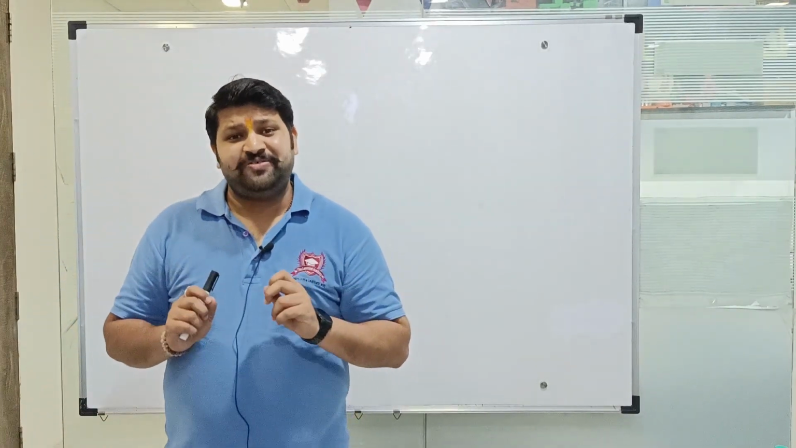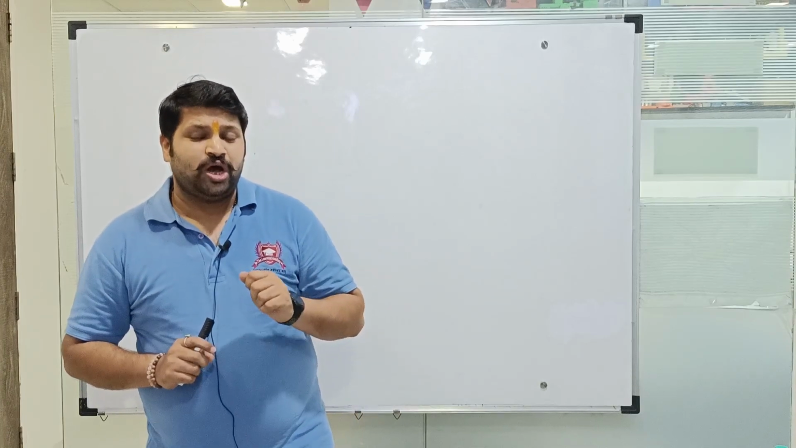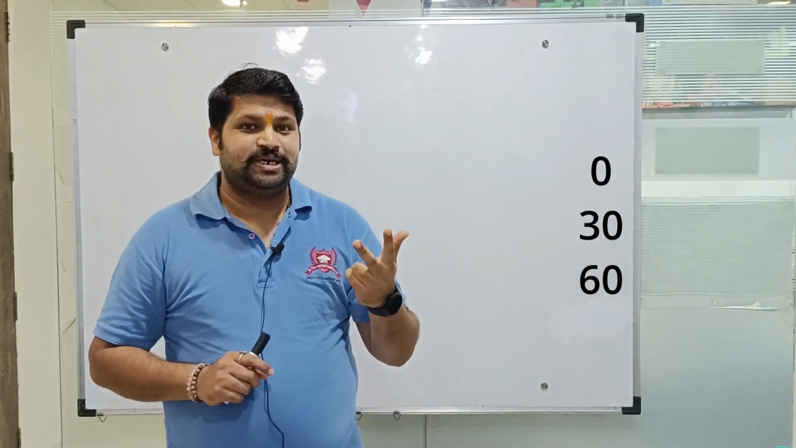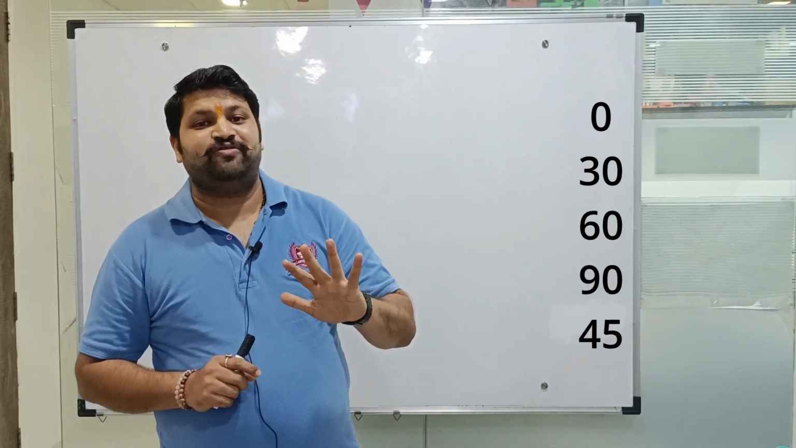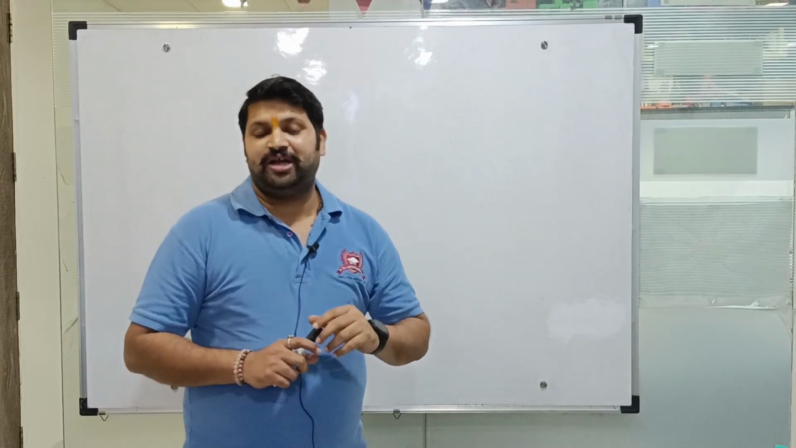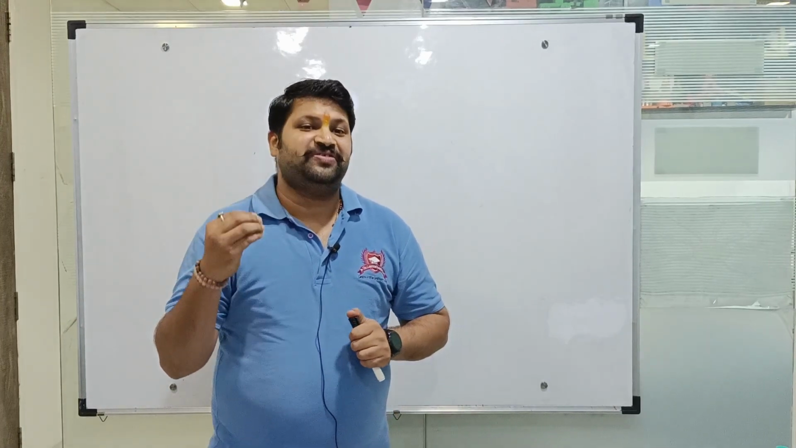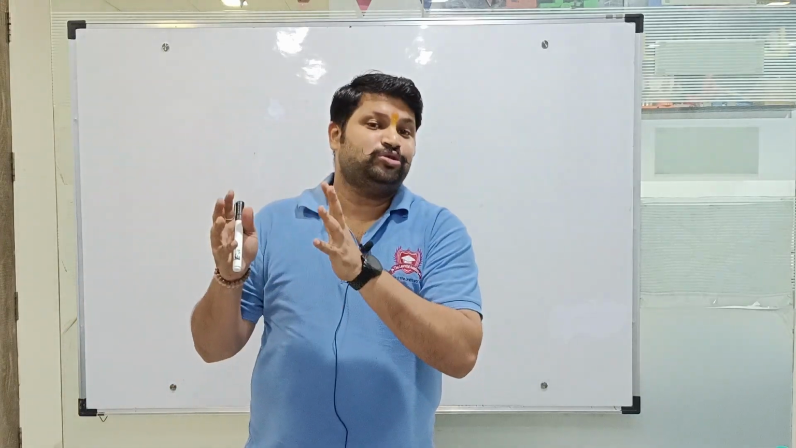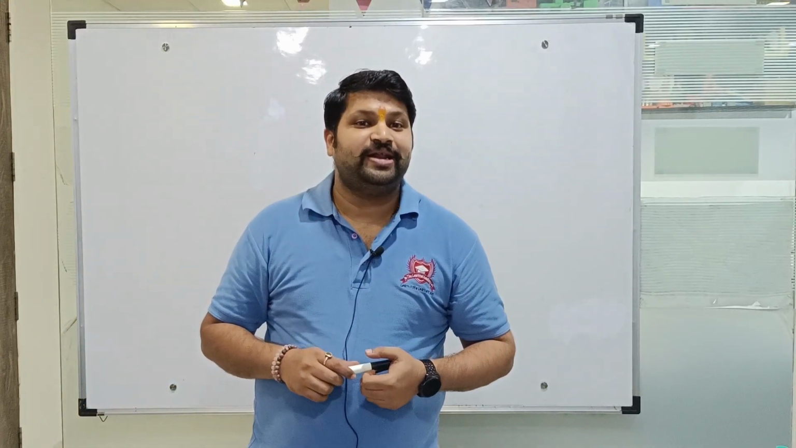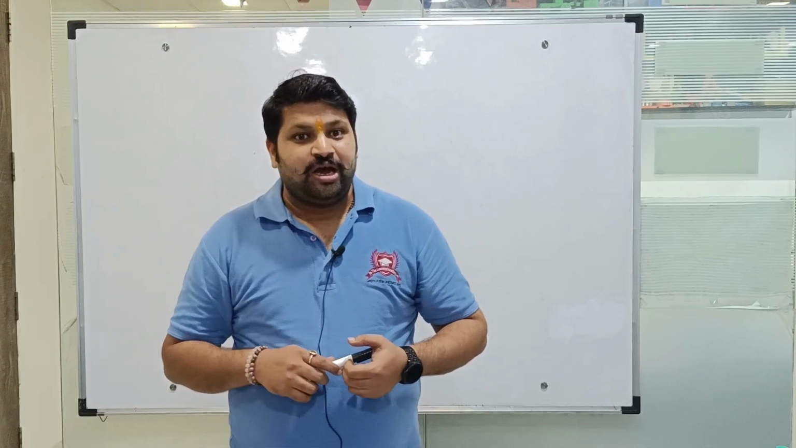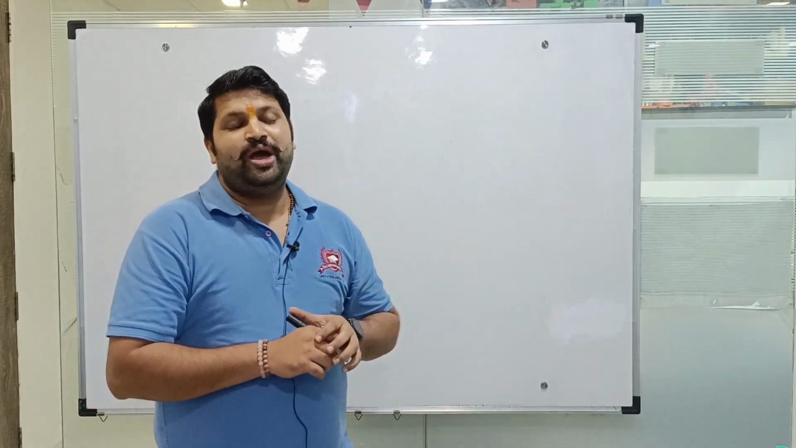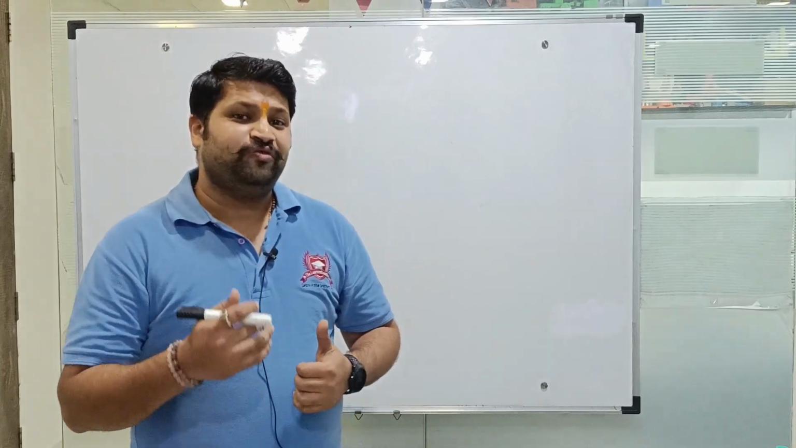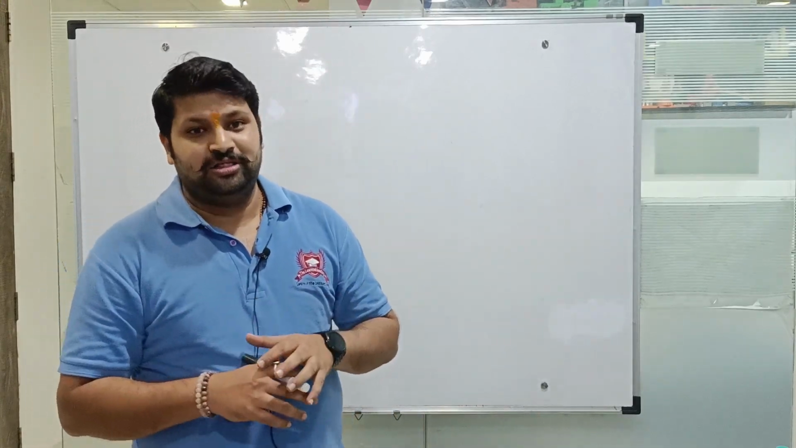Now the specific angles that we are going to choose are 0 degrees, 30 degrees, 60 degrees, 90 degrees and 45 degrees. These are the 5 angles whose specific ratios we need to know. They have specific values and they are generally written in a tabular format. How we arrive at these values is a very technical thing. However, what we need to know are these values.